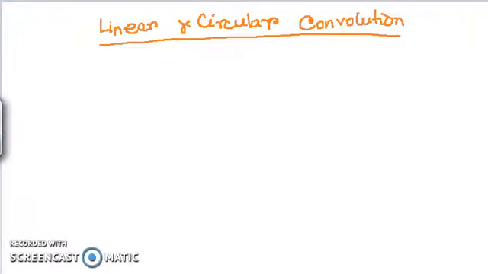Hello everyone. This lecture is on linear and circular convolution. We have done linear convolution before and we have done circular convolution recently. So, if we want to compare these two or set a relation between these two, we should know some features.